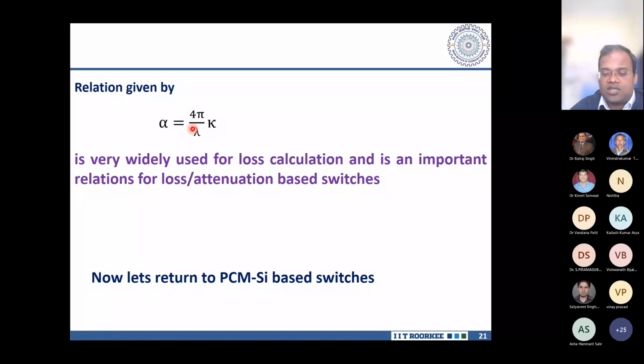Okay, so this is the theory I wanted to cover, because you should now be convinced how, by changing the imaginary part of the refractive index, we can obtain switching, because this is the loss. Let's say it was some kappa 1, it will be alpha 1. If it was kappa 2, it was alpha 2. So the difference in the loss will give you the switching functionality.